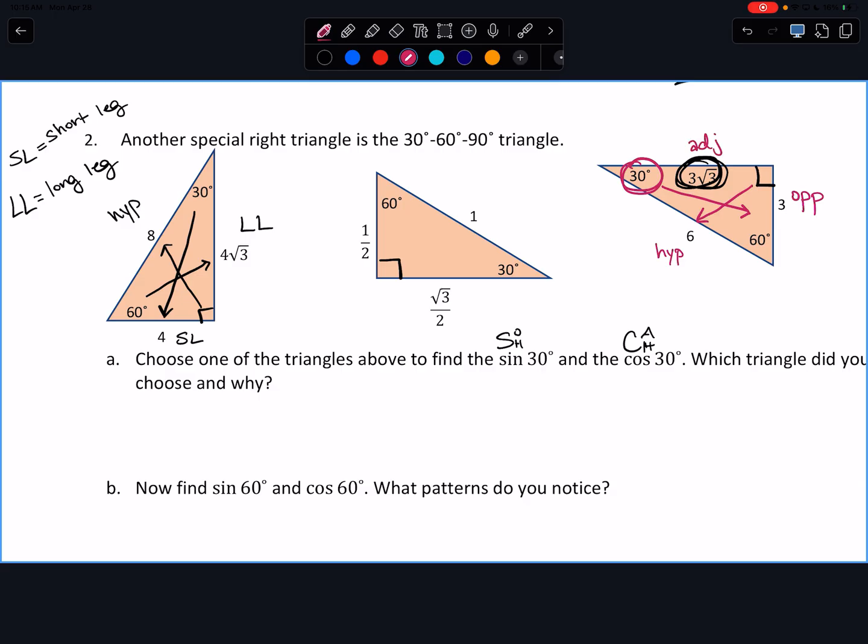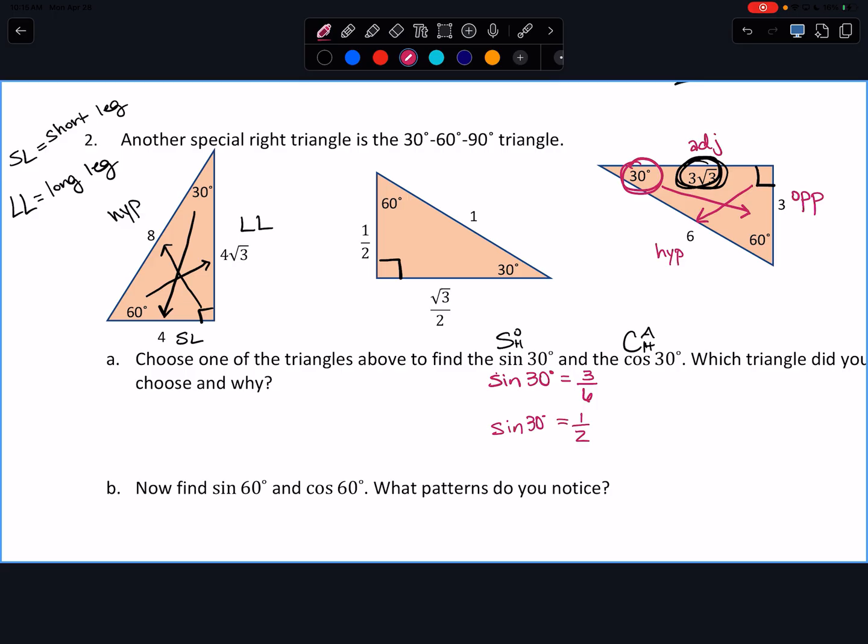Okay, so S stands for sine of the angle. So sine of 30 is opposite over hypotenuse. So what's opposite? 3 over, what's H stand for? Hypotenuse, which is 6. What is 3 over 6? 1/2. So the sine of 30 degrees is actually equal to 1/2.